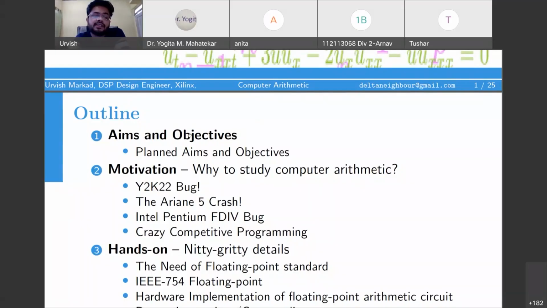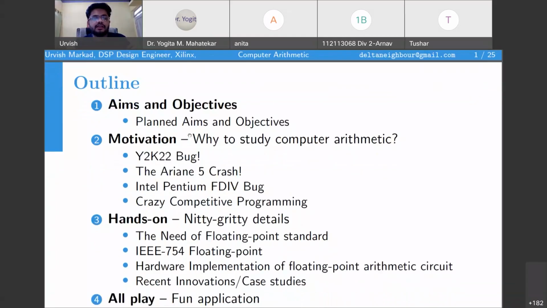Then I'll discuss a very expensive bug, which is the Ariane 5 crash. It was only after investing such a huge amount that people discovered that this simple rounding technique was actually a bug. Next is the Intel Pentium floating point division bug. And lastly, which is what all students face, the crazy competitive programming. I think many people are missing out on the computer arithmetic fun which they could explore by studying competitive programming in a proper light.